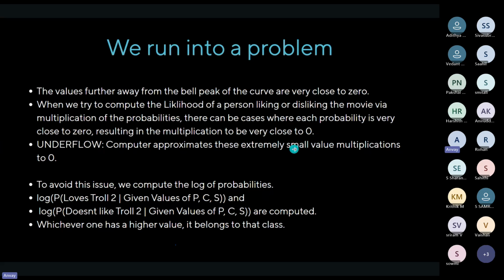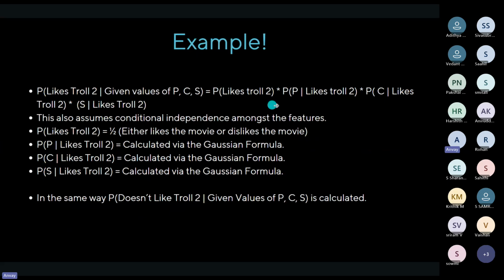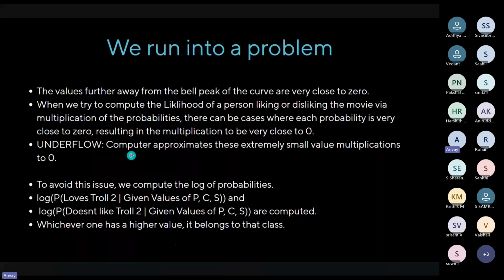So to fix this issue, we take the log on both sides. In this formula, we just take the log on both sides. So the log of the probability of this equals the log of this, plus the log of this, plus the log of this, plus the log of this. So this fixes our issue: even if we have very small values of probability, the log will make sure that it doesn't happen and our multiplications can take place normally. So we just take the log of this on both sides, and then again, whichever has the highest value belongs to that class.